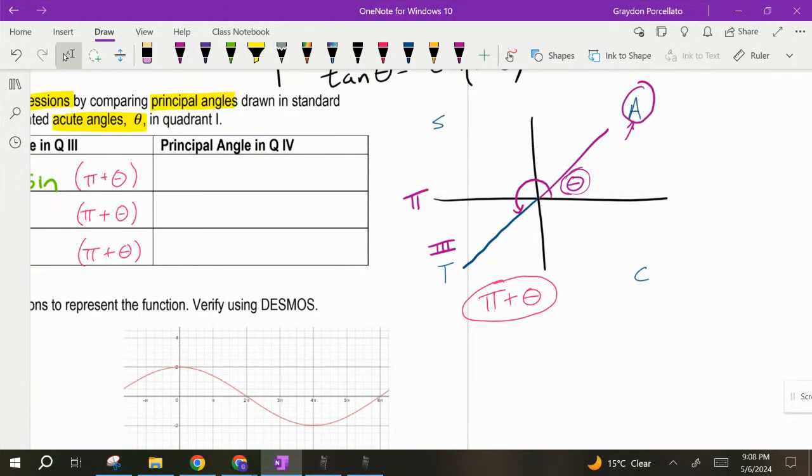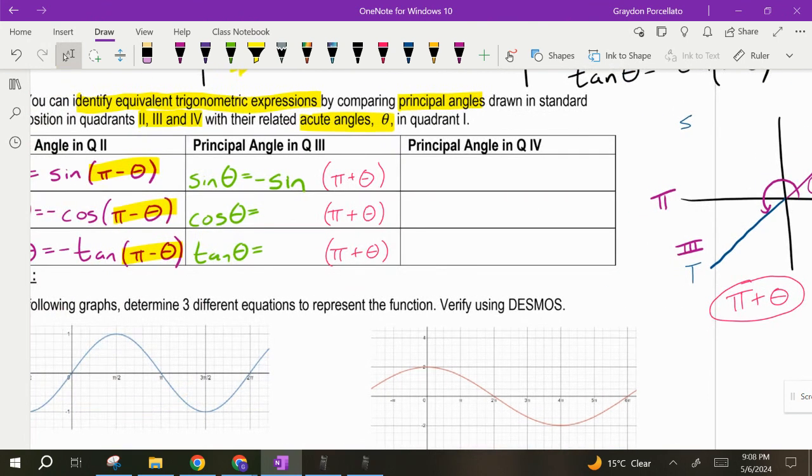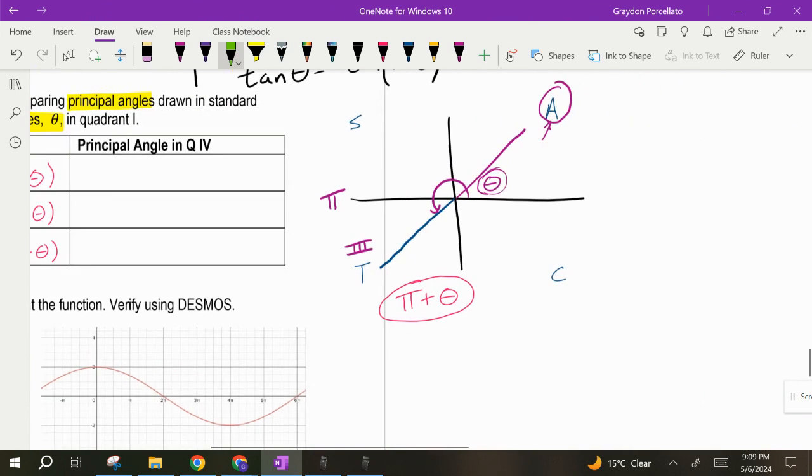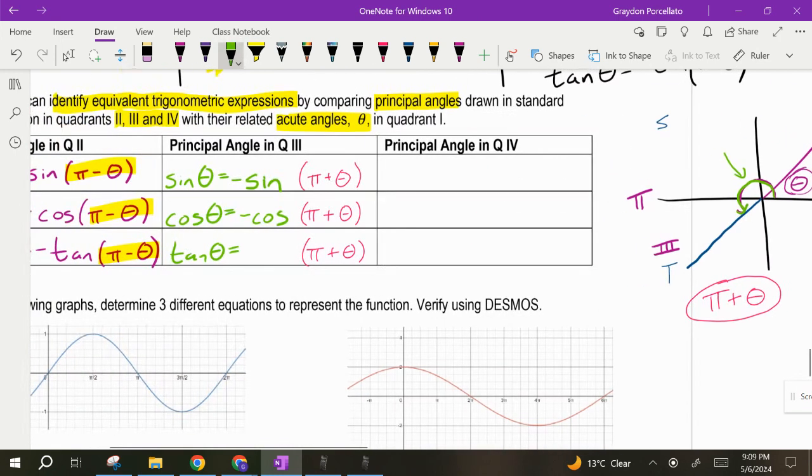Now, same with cos. Is cos positive or negative in that third quadrant? Cos is negative in that third quadrant. So we're going to say that cos of theta is equal to negative cos of pi plus theta. And the same goes for tan. Is tan positive or negative in that third quadrant? Well, tan's actually positive. So the tan of theta, or our related acute angle, is going to be the equivalent to the tan of our principal angle, theta plus pi. So these two things are equivalent, tan of pi plus theta.